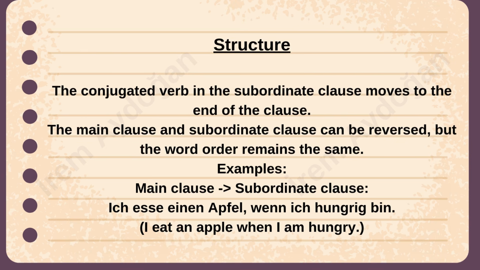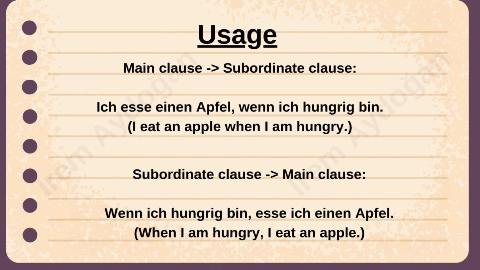Here is an example. Ich esse einen Apfel, wenn ich hungrig bin. The main clause is ich esse einen Apfel. The subordinate clause is wenn ich hungrig bin, and it means I eat an apple when I am hungry. And of course, I can also say wenn ich hungrig bin, esse ich einen Apfel. When I am hungry, I eat an apple. The usage of wenn is like this. Just be careful with the order of the sentences.